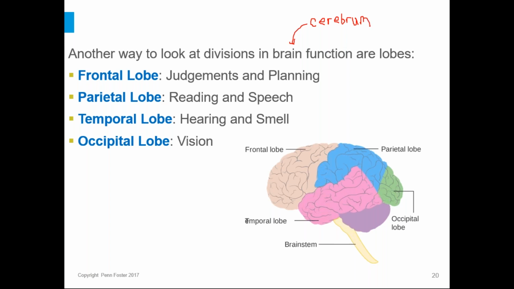So we just talked about those 6 basic structures in the brain. One of them is the cerebrum that does all of the higher thought kind of things. And we then take the cerebrum and divide it up into different lobes that also have more specific jobs. So we have 4 that we're looking at. The frontal lobe handles judgments and planning. The parietal lobe handles reading and speech. The temporal lobe handles hearing and smell. And the occipital lobe handles vision.